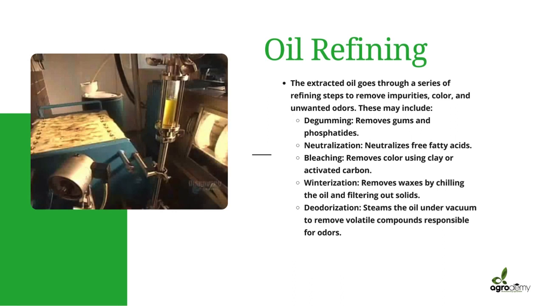Next, we go to oil refining. After the oil is extracted, it needs to undergo some steps to make sure that the oil that we see in supermarkets is actually what you're going to get. The extracted oil goes through a series of refining steps to remove impurities, color, and unwanted odors. These processes include degumming, neutralization, bleaching, winterization, and deodorization.